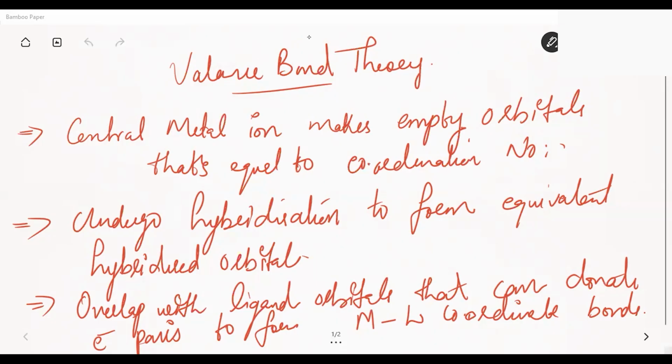These empty orbitals will undergo hybridization, and after that they will form equivalent hybridized orbitals. These hybridized orbitals and the ligand orbitals will overlap. And we know that the ligand is coming with an extra electron pair that it is able to donate. So they will overlap and form a metal-ligand coordinate bond. These are the major features of valence bond theory.